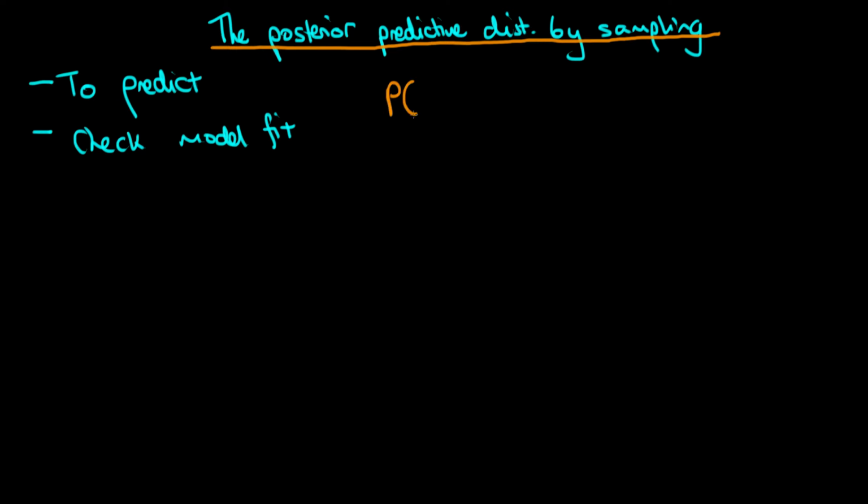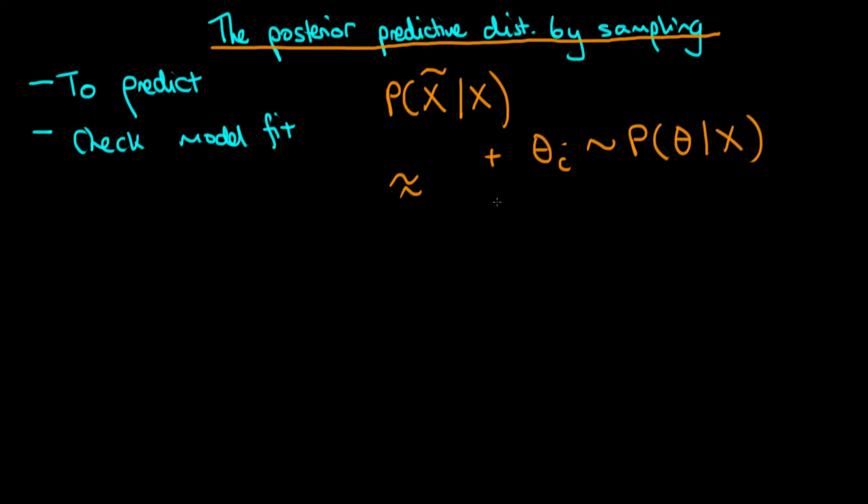So the posterior predictive distribution is the probability distribution over some new data, call it x tilde, given that we've observed our sample x. And in practice, we approximate this distribution in two steps using sampling. In the first step, we obtain a value of theta i by independently sampling from our posterior distribution. Then we plug that value of theta i into our sampling distribution, and then we sample a value of x tilde. This should be conditional on that value of theta i.